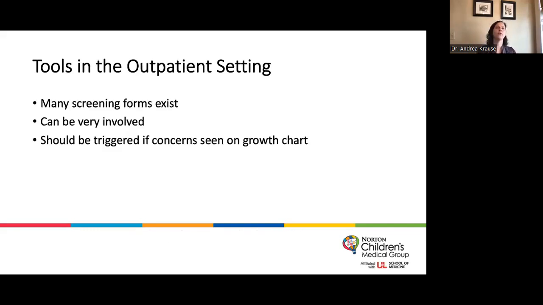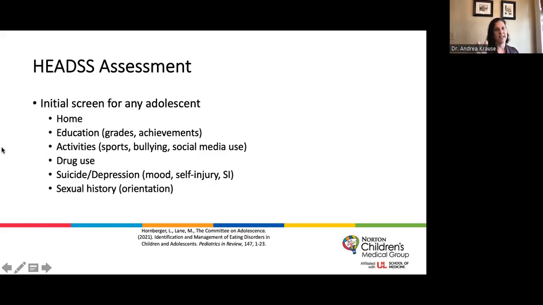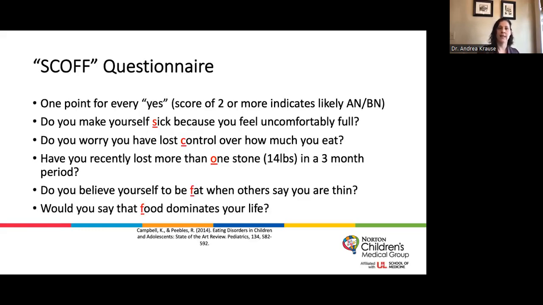And then other tools in the outpatient setting that we would want to consider, lots of screening forms that can be very involved, but here are some basic ones. The HEADS assessment, which I think a lot of people in the outpatient setting probably are familiar with. I like the SCOFF questionnaire because it's quick. 1 point for every yes, and a score of 2 or more indicates likely anorexia or bulimia.